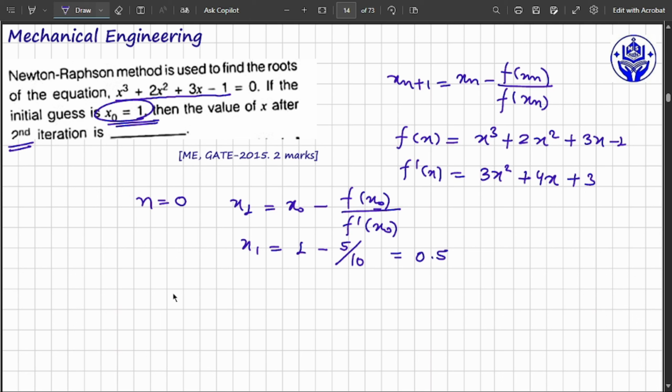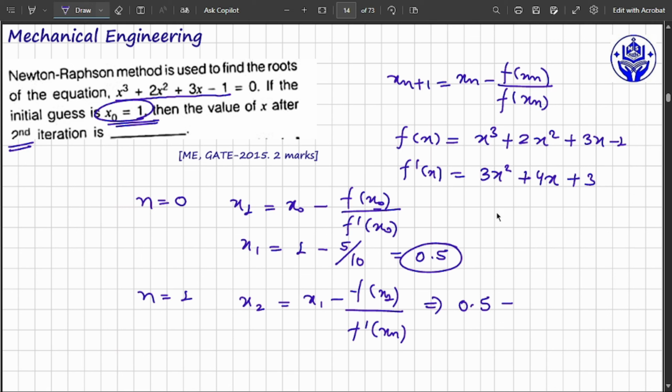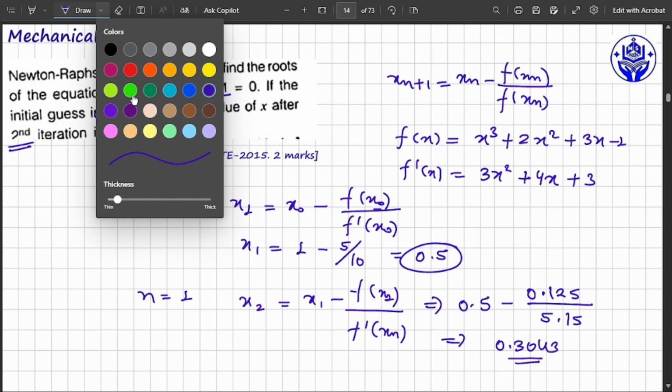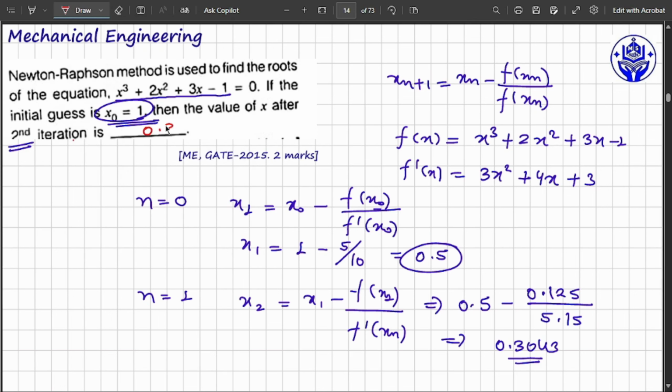And again, if I put n equals to 1, then it will be x2 and it will be x1 minus f of x1 divided by f dash of x1. And this is my x1. So 0.5 minus, on putting all these values, I will get 0.125. And on putting in this will be 5.15. It means it will be 0.3043. So this will be the correct answer. The correct answer is 0.3043.